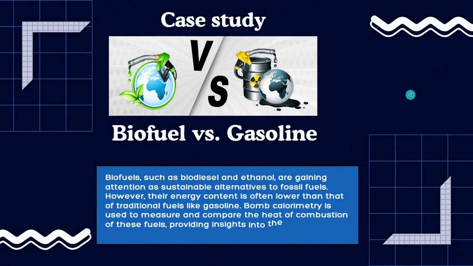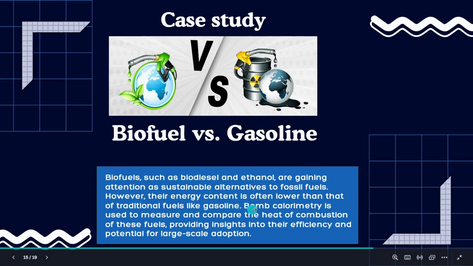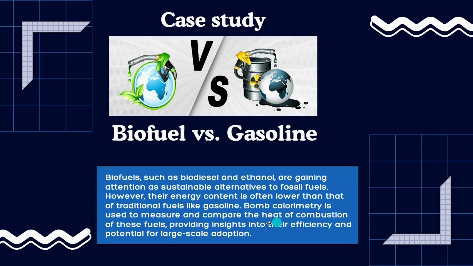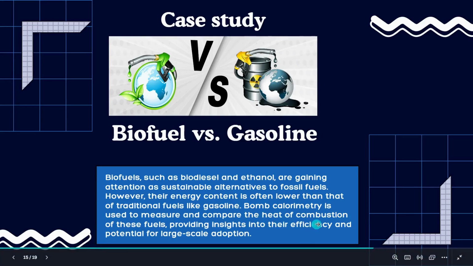Now, let's see the case study: biofuel versus gasoline. Biofuels such as biodiesel and ethanol, also biofuels produced from the biomass, are gaining attention as sustainable alternatives to fossil fuel. However, their energy content is often lower than that of traditional fuels like gasoline. Bomb calorimetry is used to measure and compare the heat of combustion of these fuels, providing insights into their efficiency and potential for large scale adaptation.